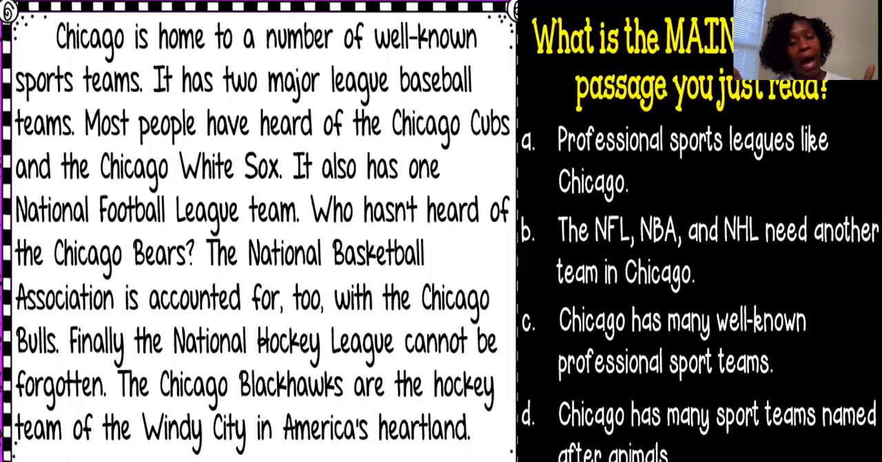Was it all about how Chicago has many sports teams named after animals? Let's check that to verify. Now, when we look back at this text, it did not mostly focus on how many of their sports teams are named after animals. It didn't even mention that actually. So the one that I think would be the best choice, and I think that you would probably agree, would be answer choice C.